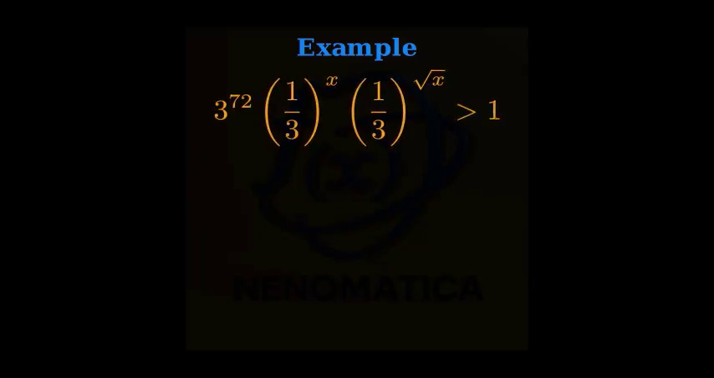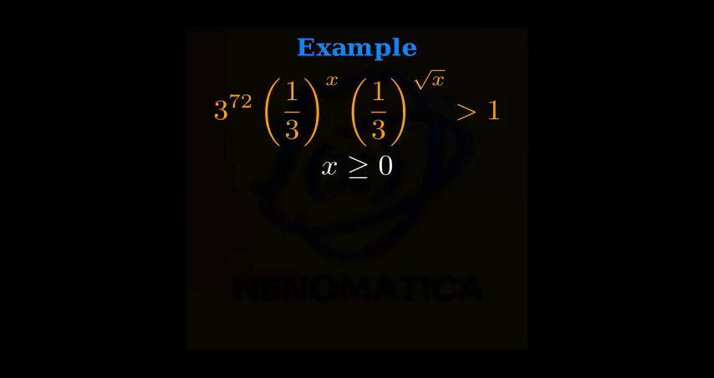Welcome to this lesson on solving exponential inequalities. Today, we'll solve a complex exponential inequality step by step using properties of exponents and a clever substitution technique. Our example is the following exponential inequality. 3 to the power of 72 times 1/3 to the power of x times 1/3 to the power of square root of x is greater than 1.